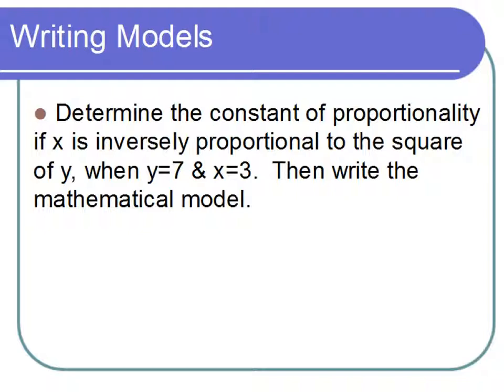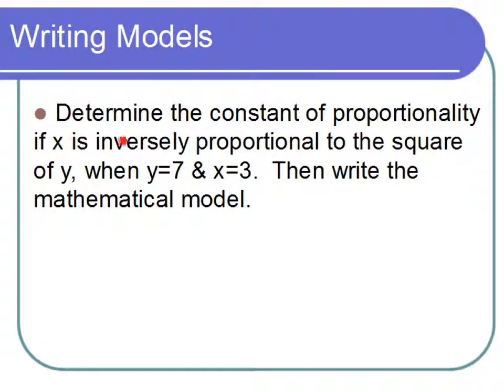If X is inversely proportional to the square of Y, when Y is 7 and X is 3, then write the mathematical model. Okay, there's several things going on here, but ultimately we're trying to write a mathematical model that's going to be helpful. So when I write my final mathematical model, I can't just have a K in it. At that point I should have already figured out what K is and I should have a number there. So that's our first job, determine the constant of proportionality.